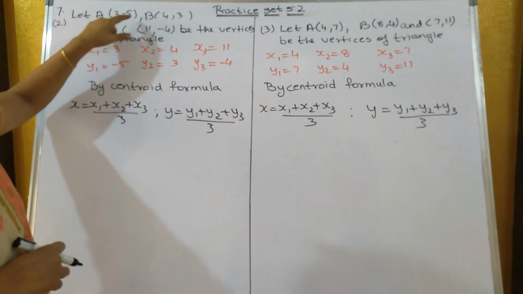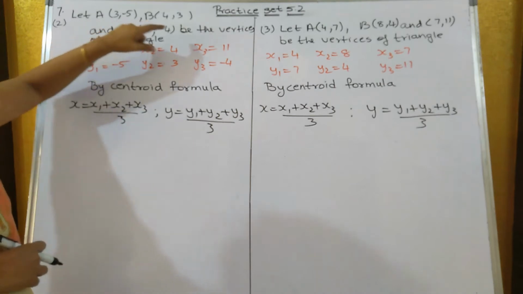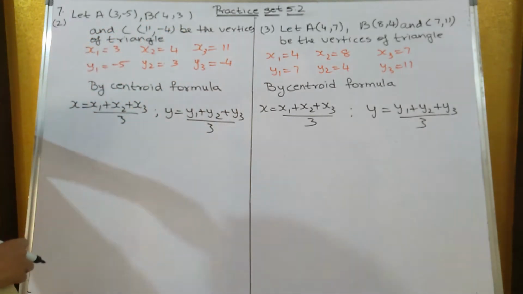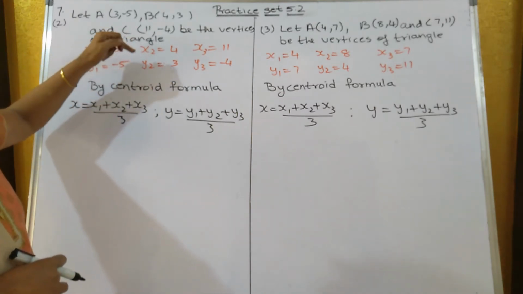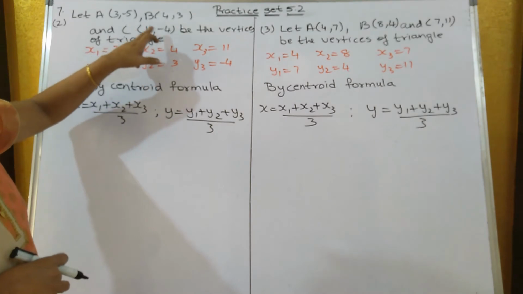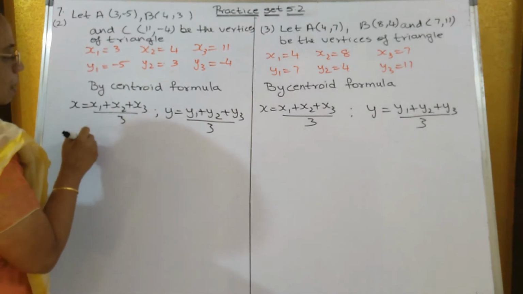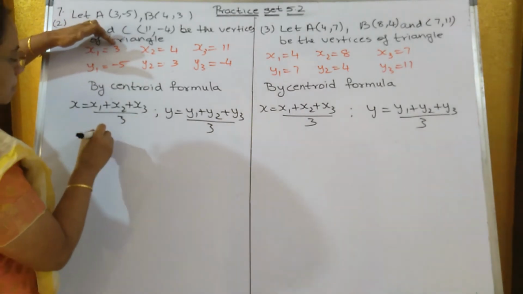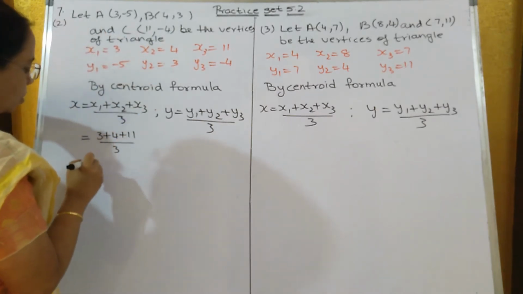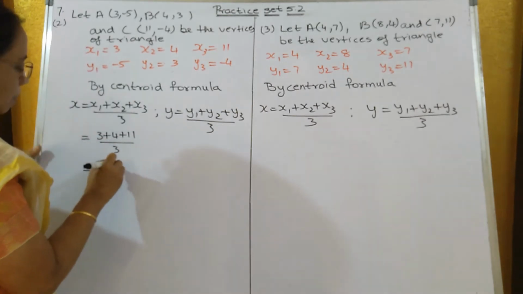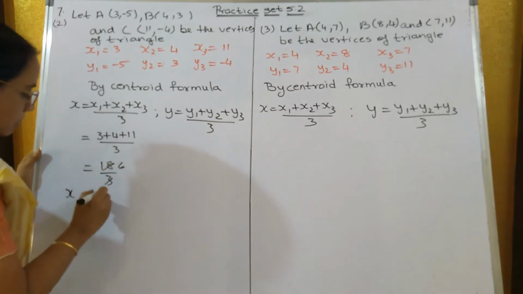Now the second sum of sum number 7, practice set 5.2. A (3, minus 5), B (4, 3) and C (11, minus 4) be the vertices of the triangle. In the first sum I had not written 'be the vertices of the triangle', so you have to write that. So x1 is 3, y1 is minus 5, x2 is 4 and y2 is 3, and x3 is 11 and y3 is minus 4. By the centroid formula, x is equal to x1 plus x2 plus x3 upon 3, that is 3 plus 4 plus 11 upon 3. So that is equal to 18 upon 3. 3 sixes are 18, so x is equal to 6.